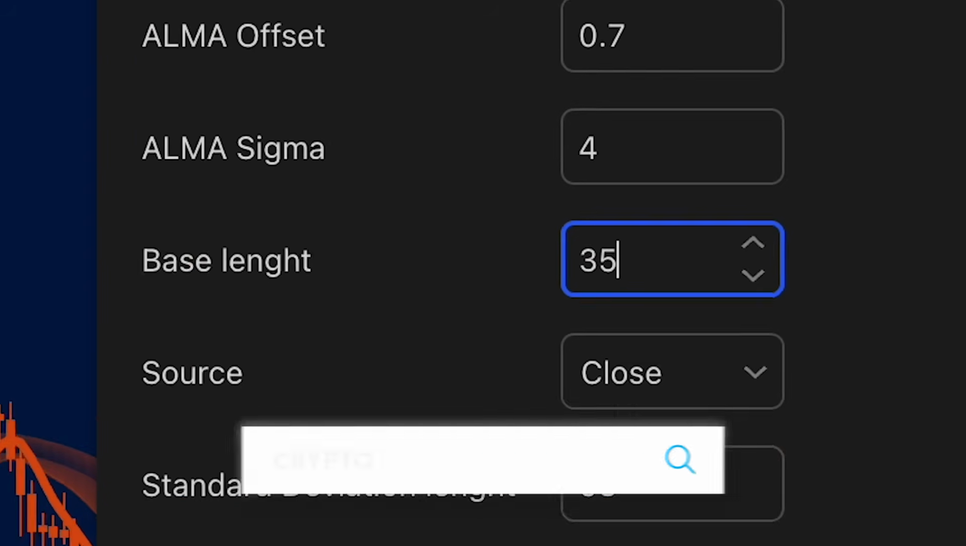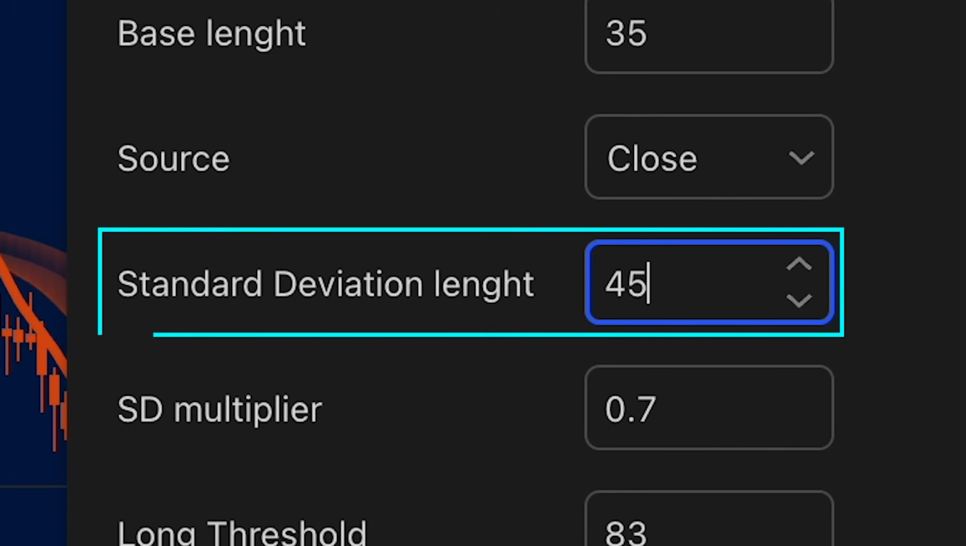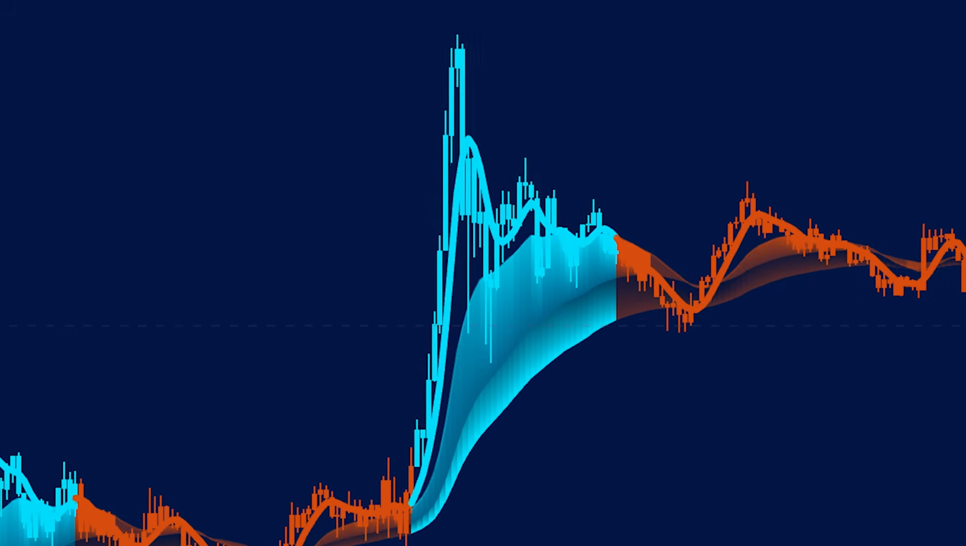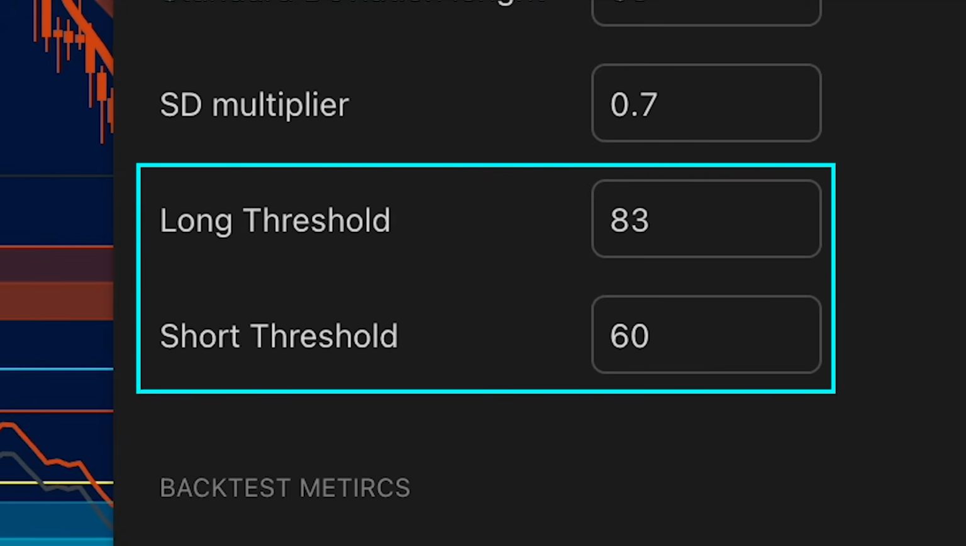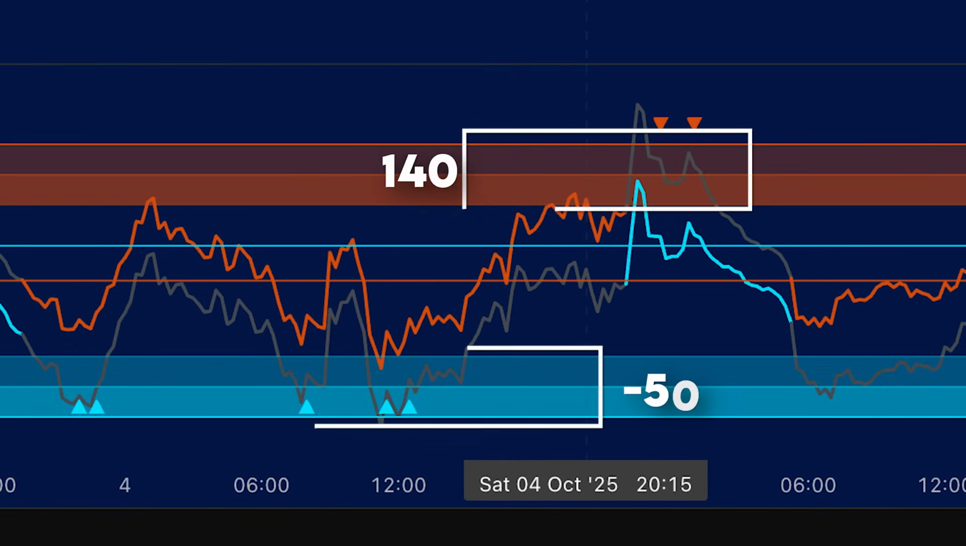For crypto, reduce base length to 35 and SD length to 45. Crypto moves faster and more violently, so shorter periods capture the relevant momentum shifts. Keep thresholds at default, but watch for extreme readings above 140 and below -15.